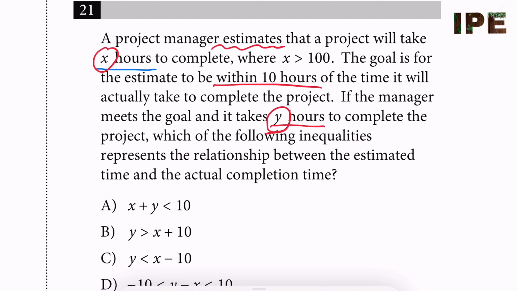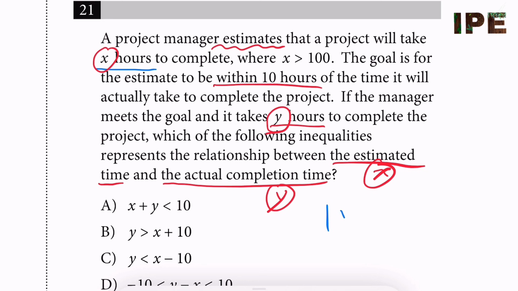Which of the following inequalities represents the relationship between the estimated time, what is the estimated time? That is x. And the actual completion time, what is the actual completion time? That is y. That must be within 10 hours, right? So the difference between x and y, in other words the difference between estimated time and actual completion time, should be within 10 hours. Okay, that's why you can use the absolute value of x minus y or y minus x.